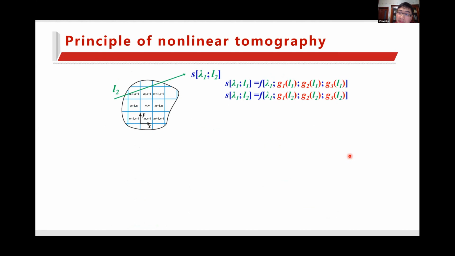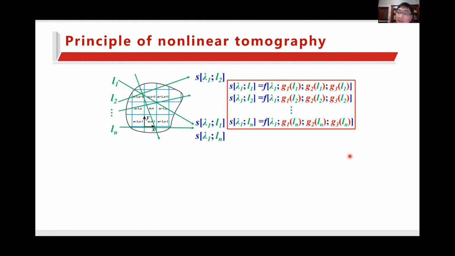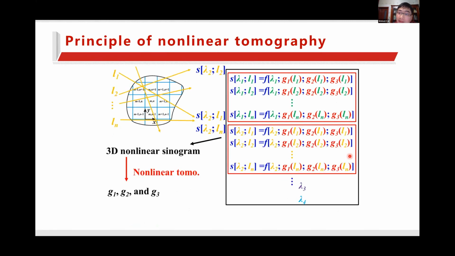So in nonlinear tomography, the line-of-sight integrated signal is nonlinearly dependent on the distribution of the physical quantities you try to reconstruct. By tuning the wavelengths, you can get different sets of nonlinear equations. So now the sinogram you have is 3-dimensional. The third dimension is just the spectral dimension. That's one benefit of nonlinear tomography: you have a sinogram which has a higher dimension.